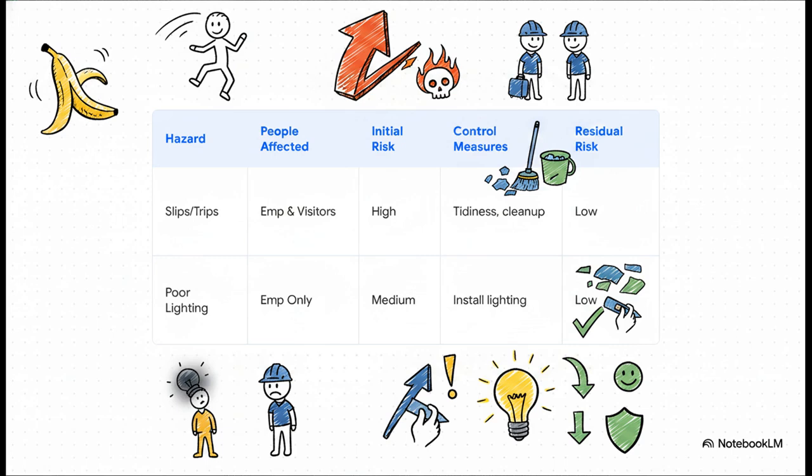So here is how that translates to a real site. Take slips and trips, for example, which affect both employees and visitors. Initially, this is a high risk, but by implementing strict tidiness and immediate spill cleanup as our control measure, our residual risk drops all the way down to low. Or consider poor lighting for employees, an initial medium risk that drops to low once proper lighting is actually installed. This flow proves you are actively protecting your site.